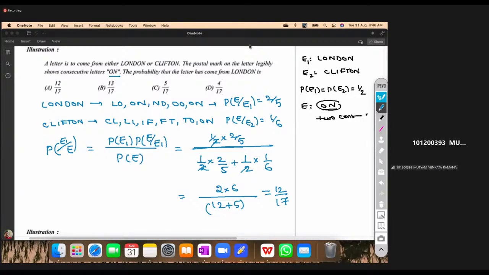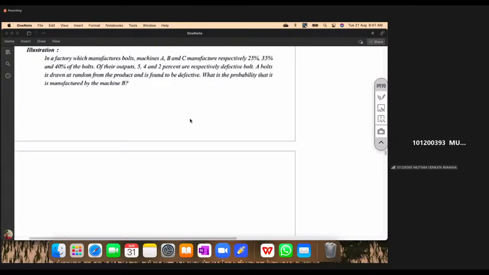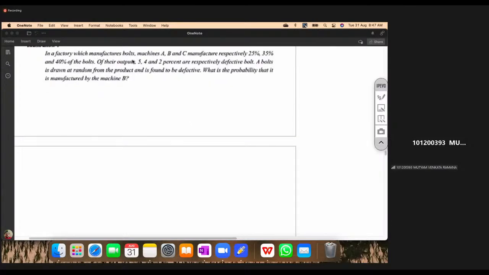Yes. Moving to the next one. In a factory which manufactures bolts, machines A, B, C manufacture respectively 25%, 35%, and 40%. Out of their outputs, 5, 4, 2% are respectively the defective bolts. A bolt is drawn at random from the product and it is found to be defective. What is the probability that it is manufactured by machine B?